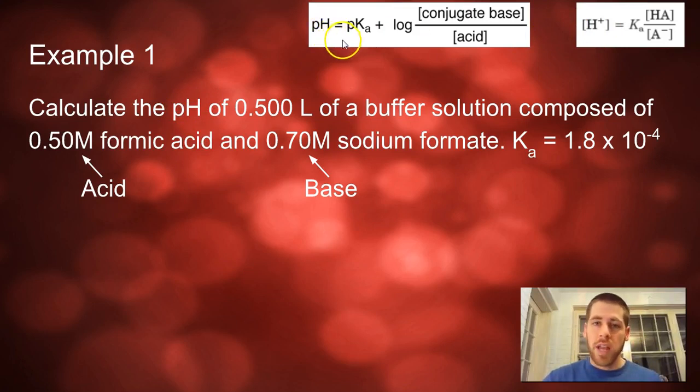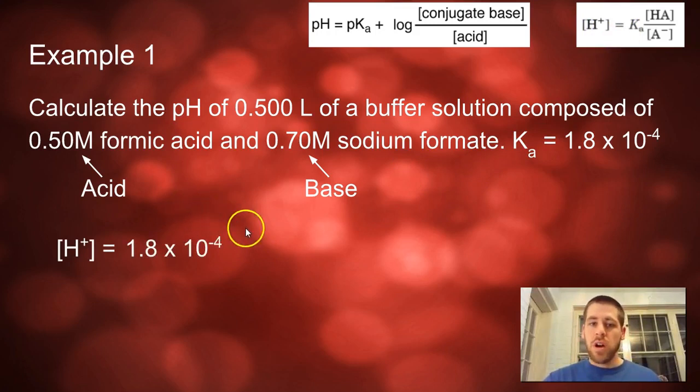So we're going to have to do a log anyways. I'm just going to go ahead and do this H plus formula here. So our H plus is equal to our Ka times the ratio of acid to base. And it's really just so simple as plugging in those numbers.